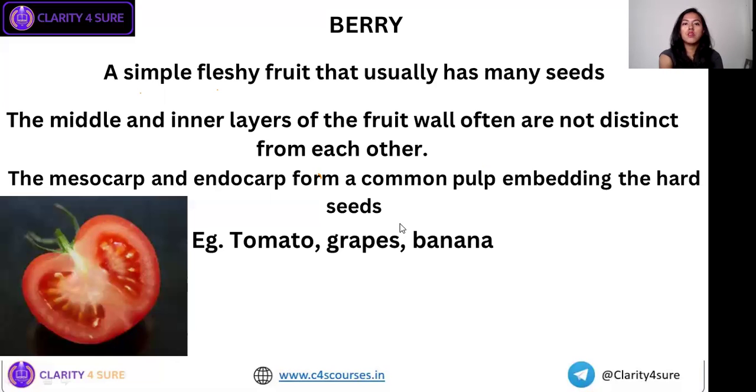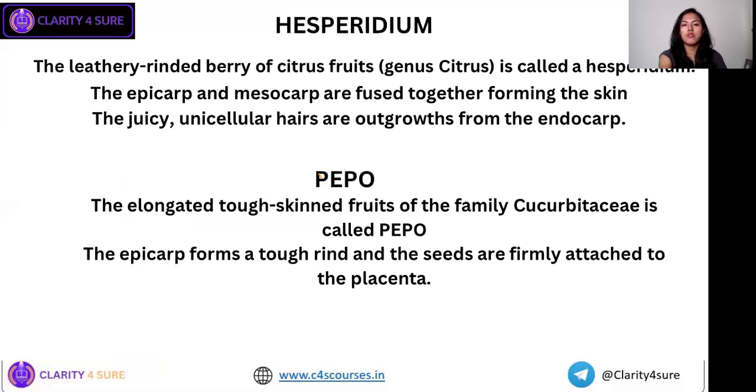So what are the different modifications of berry? Let's see. First is your hesperidium. Hesperidium is the leathery rind berry of citrus fruit. The fruit belonging to the genus citrus is called a hesperidium. The epicarp and mesocarp are fused together to form the skin, which is also known as the rind, right? The juicy unicellular hairs are outgrowths of the endocarp.